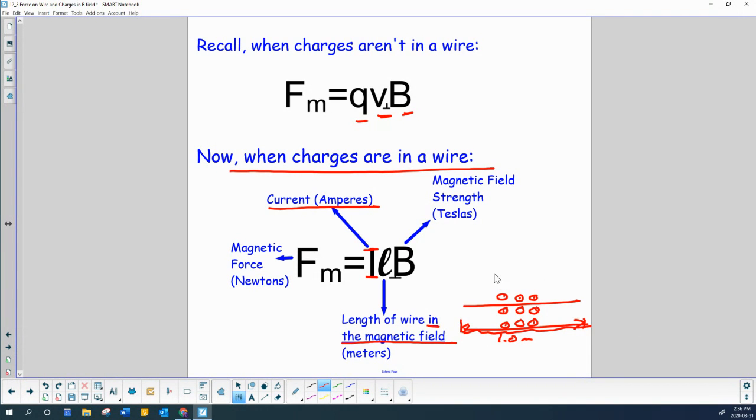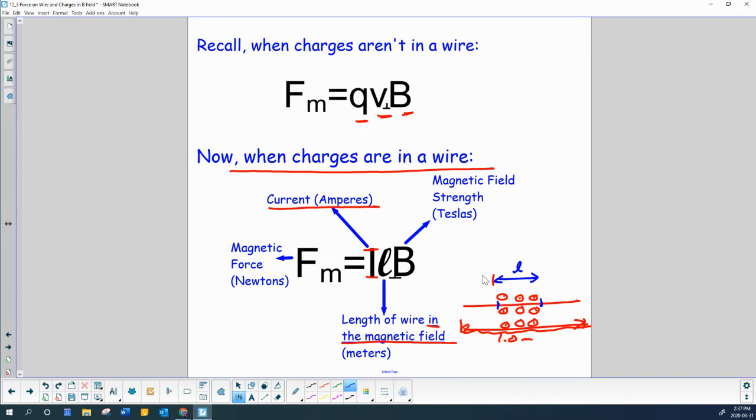We just want to consider the length of the wire from this point here to this point here. What is the length of the wire that is actually in the magnetic field? So again, to highlight that, it would be really this part of the wire from here to here. This is the length that we worry about. So that would be our L in our equation.